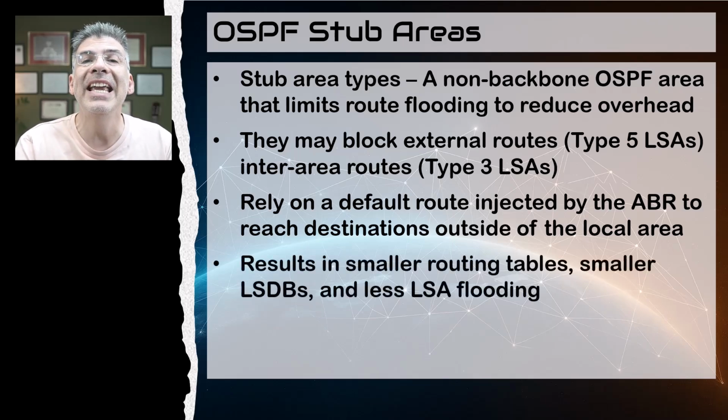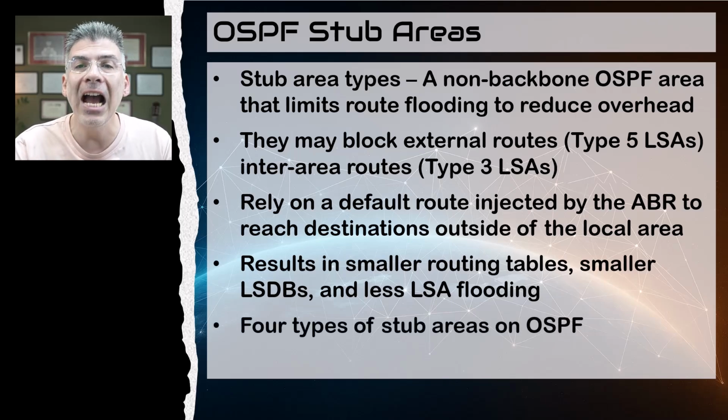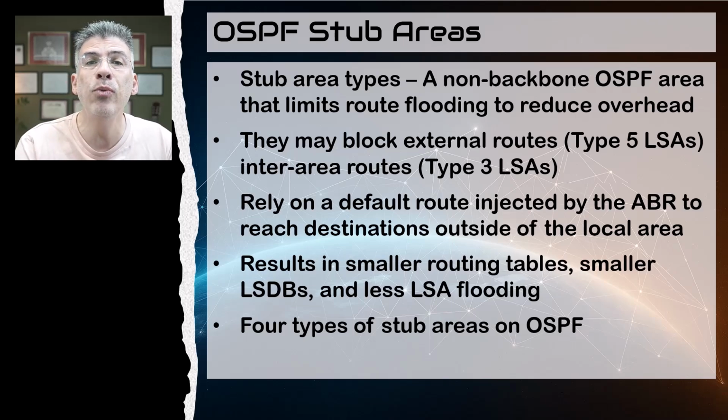This results in much smaller and much more efficient routing tables and link state databases, as well as far fewer LSA exchanges, smaller LSA sizes, and less LSA flooding. There are four main types of stub areas that can be configured in OSPF. Each one serves a slightly different purpose, and we'll go through each one to see how it should be used and how they make OSPF more efficient.